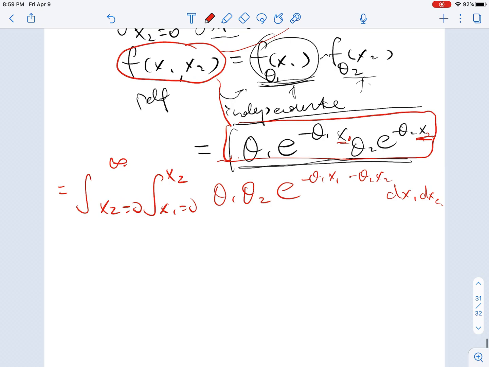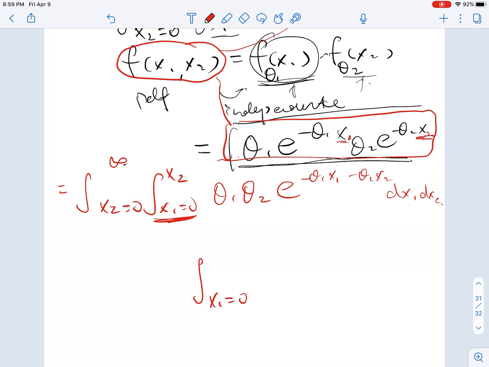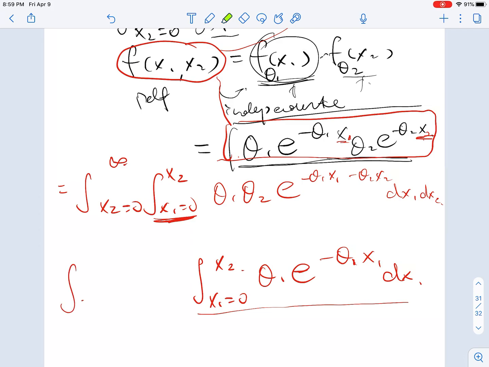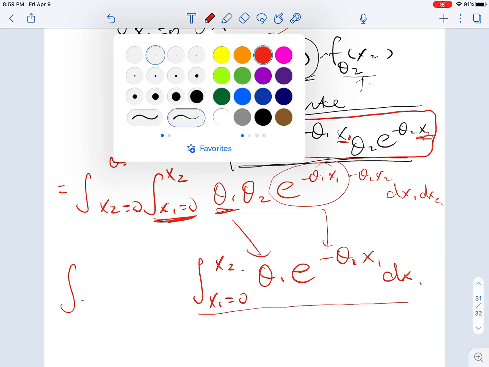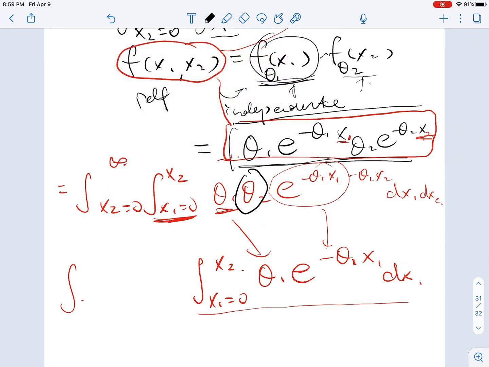Right. So now we can do the integration of x1 first, everything that's related to x1, right? So basically, let's pull out this x1 equal to 0 to x2 theta 1 e to the negative theta 1 x1 dx1, right? So this is everything related to x1. And let's take the rest of the terms. So we have put this term to here and this little term to here, right? So the rest of the terms are this term over here and this term over here, right? So we can just write this theta 2 e to the negative theta 2 x2, right? And then 0 to infinity, right?